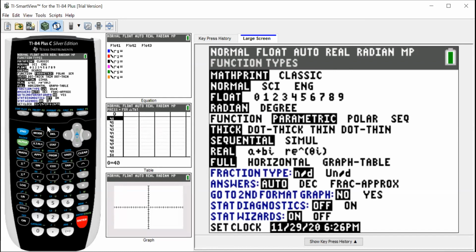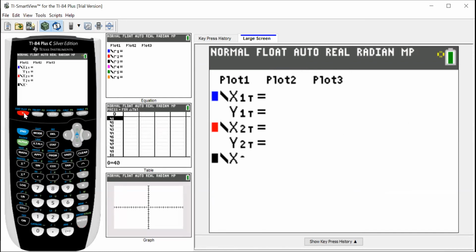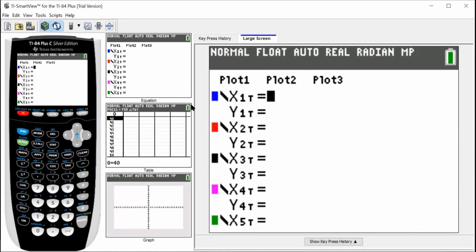That would be important. And when we go to the y equals now, you'll notice what we're given are two lines to be able to put in our equations for each variable. Each group here has an x equals and a y equals. So we'll go ahead and put in that first set of equations I had. We had 4 times cosine, and we hit our variable key, which in this case gives us a t this time. And then we'll do 7 times sine of t.